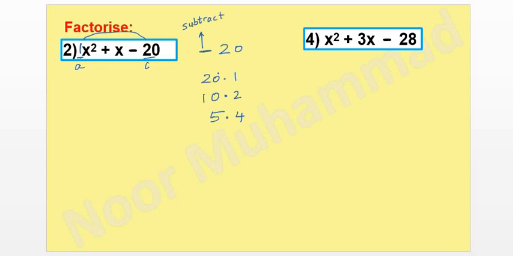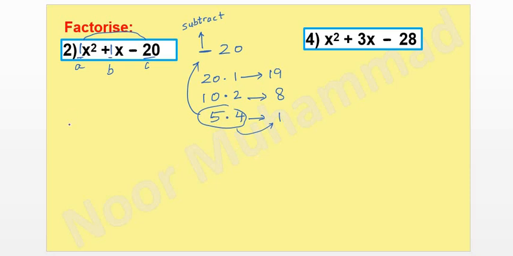Now start subtracting them, because this sign says subtract the factors, right? What does this sign say? Subtract the factors. So 20 minus 1 will be 19. Here 10 minus 2 will be 8 and 5 minus 4 will be 1. So this is the pair that we need. Its product is 20, and when we subtract it, it gives us 1, the middle term. So the value of b is 1. So it's also giving us b.